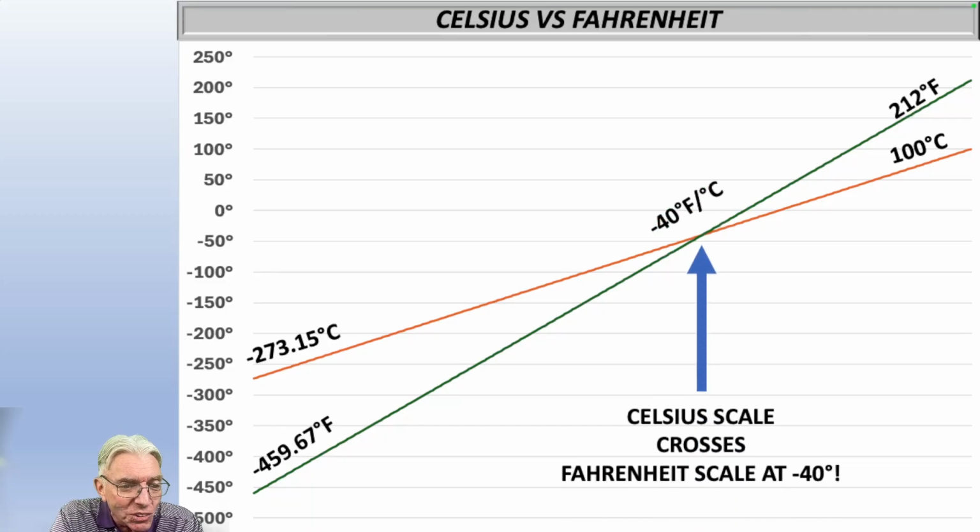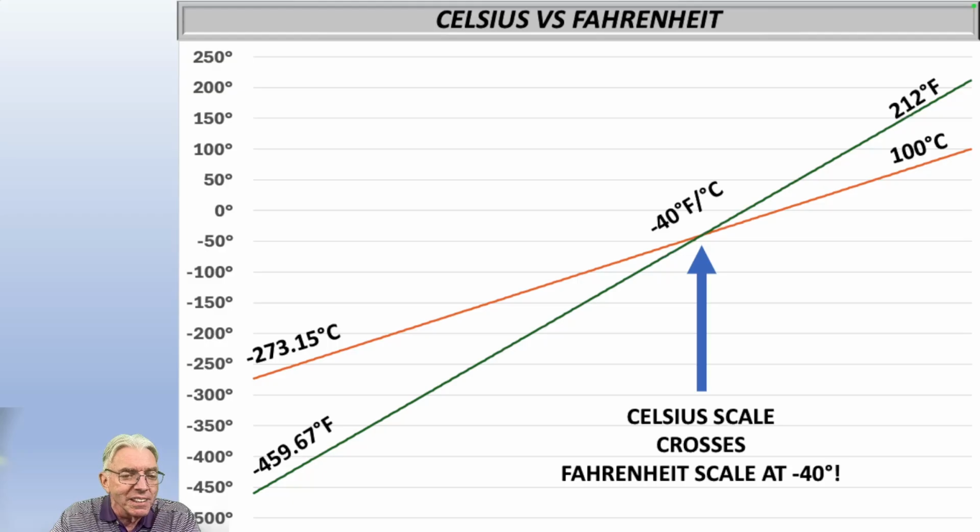They cross at minus 40 degrees. So if the temperature is minus 40, it doesn't matter whether or not it's Fahrenheit or Celsius, because they're both exactly the same at that specific temperature.